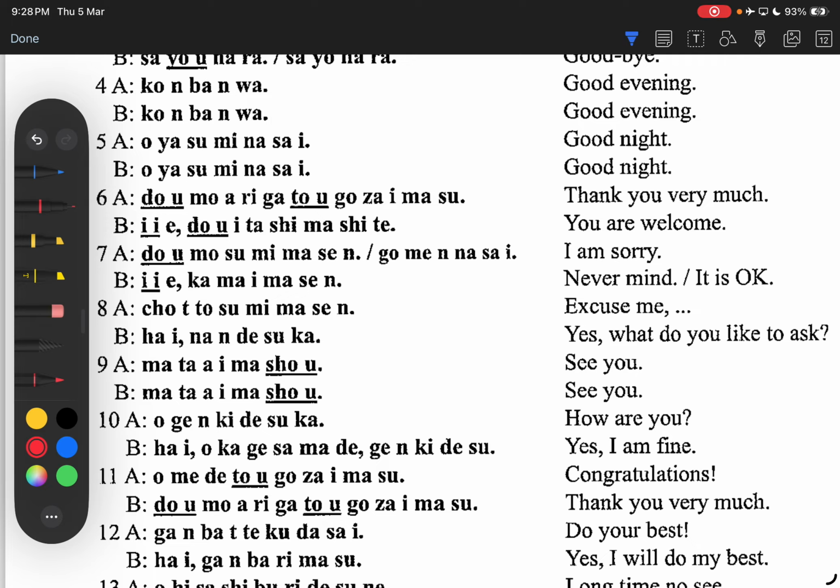Usually I won't use domo to my boss. I will use domo to the cashier, right? If you use domo with your boss, he might think otherwise. Like, why are you not saying arigato gozaimasu? And why are you saying only domo?